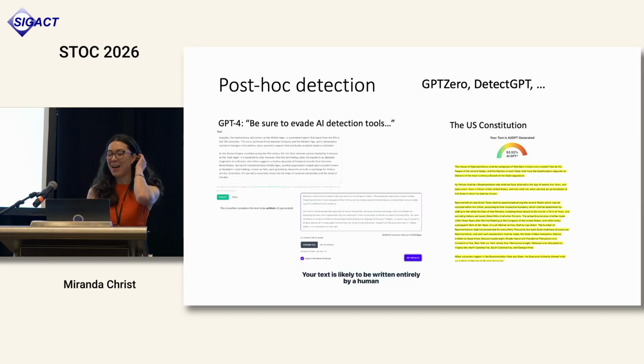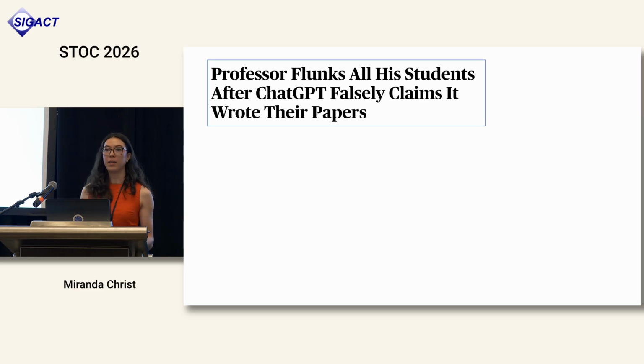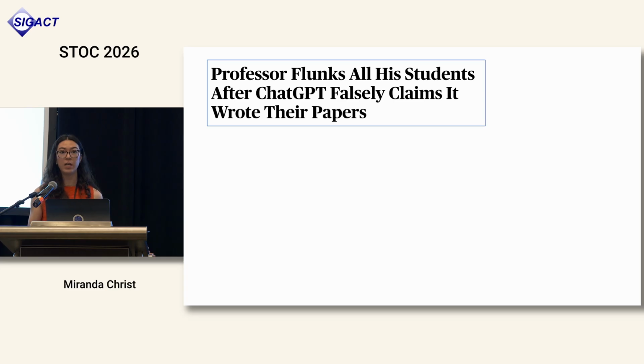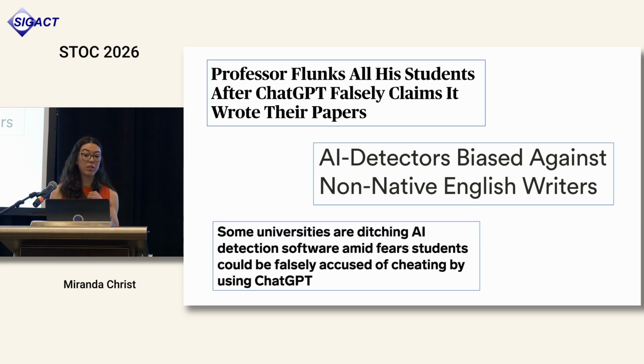Another problem is that, for example, one of these detectors is very confident that the US Constitution was AI generated. This is a little bit funny, but this unreliability has had some real-world consequences. Some students have been falsely accused of cheating using AI because of these false positives. And it turns out that these false positives are more prevalent among non-native English writers. As a result of these issues, a lot of organizations have moved away from using these classifier-based detectors.